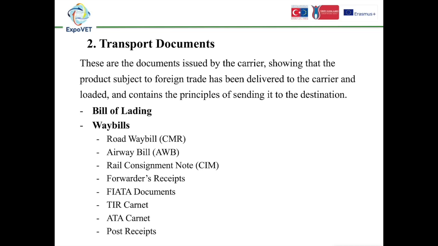While the bill of lading is used in maritime transport, some transport documents are used in road, rail, and air transport. The main difference of these from the bill of lading is that they do not represent the title to the goods and that they cannot be transferred by endorsement because they are not valuable papers. Now we will detail these documents.